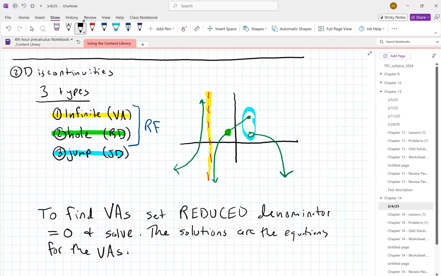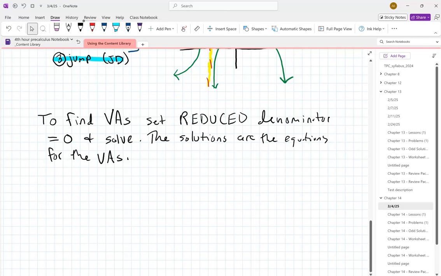Okay, so to find our vertical asymptotes, we're going to set the reduced denominator equal to 0 and solve. The solutions to those, x equals, are going to be the equations for the vertical lines representing our vertical asymptotes. Remember, the equation for a vertical line starts x equals as opposed to y equals.